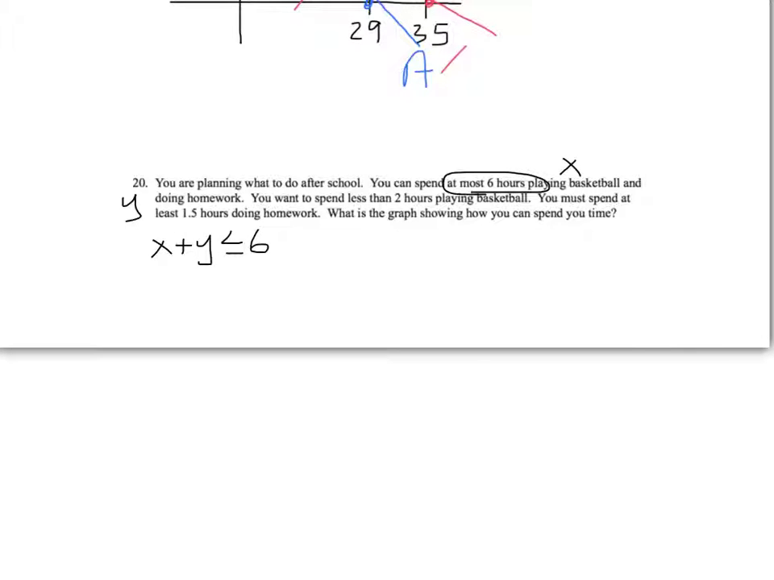The second, you want to spend less than 2 hours playing basketball. Basketball was X, so X must be less than or equal to 2. And the last piece, at least 1.5 hours doing homework, so Y must be greater than or equal to 1.5. We'll see if we can fit that in here.